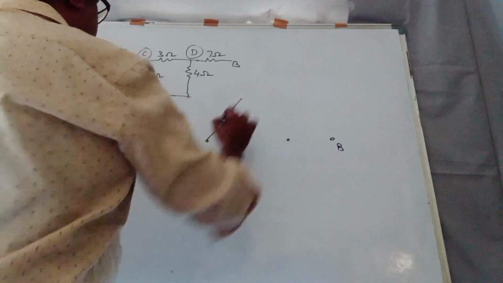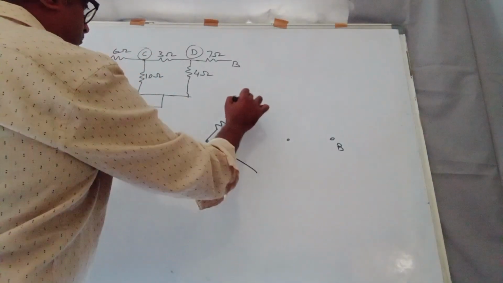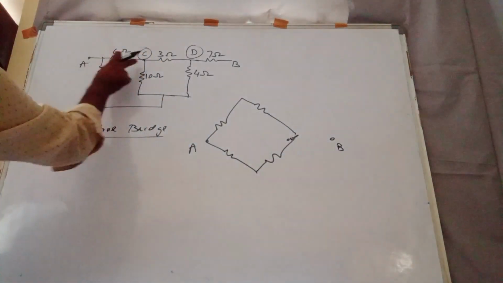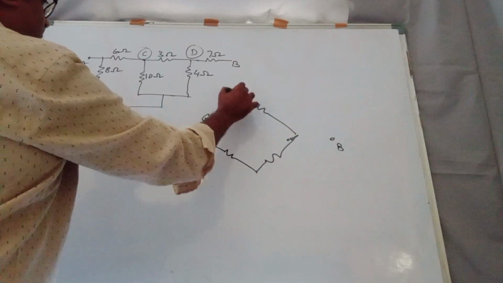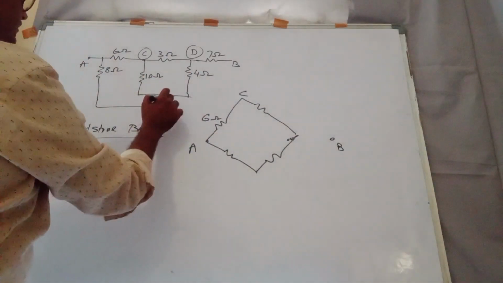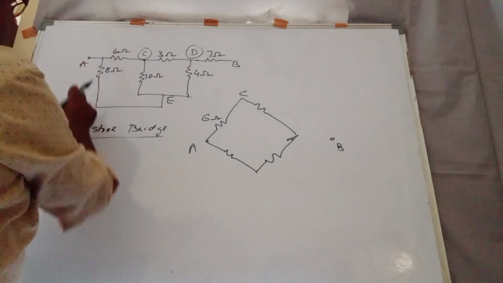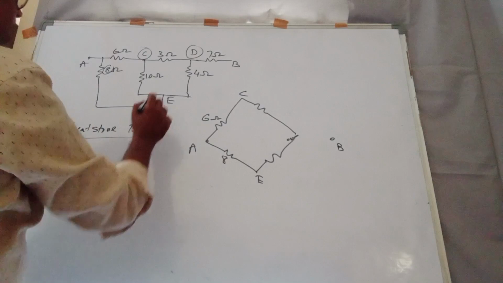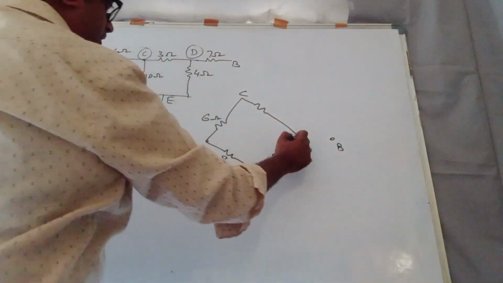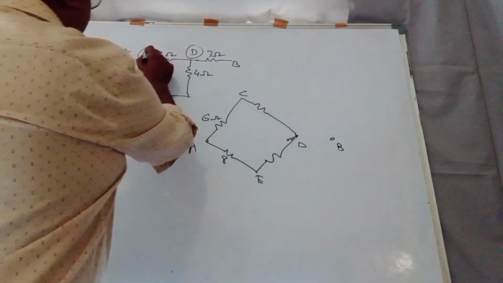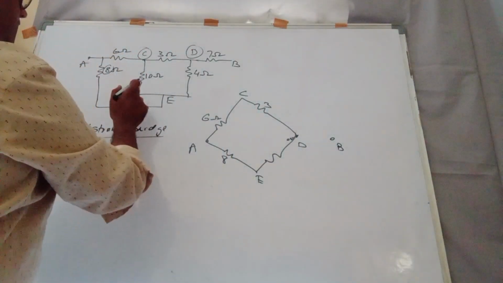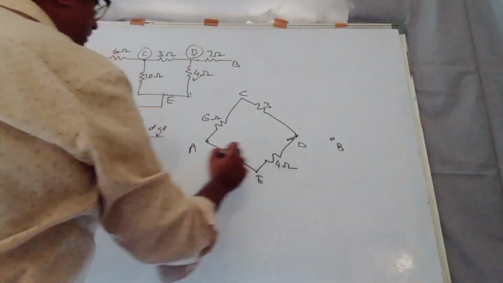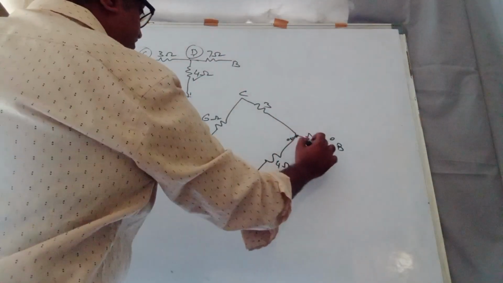See, from A to C 6 ohms is there, then this point I will call E. So from A to E 8 is there, so this is 8. Then C to D 3 ohms is there, I'll call this point D, and from E to D 4 ohms is there, and finally from D to B 7 ohms is there.